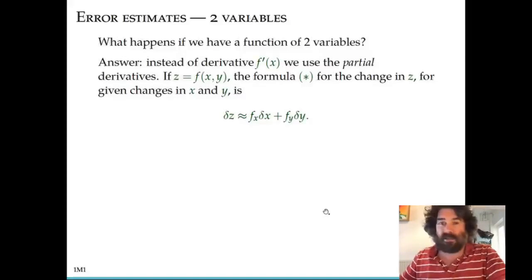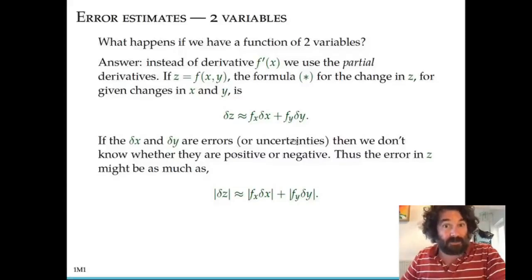So we say z is a function of the two variables x and y. Z equals f of x and y. And the formula for the change in z, given to us by a star in the previous video, is this one. So the change in z given by a change in x and change in y is this. And here we use the subscript notation for the partial derivatives. So recall fx is the partial derivative of f with respect to x, similarly for fy. And so this is what we'll use for the estimate of the size of the error.